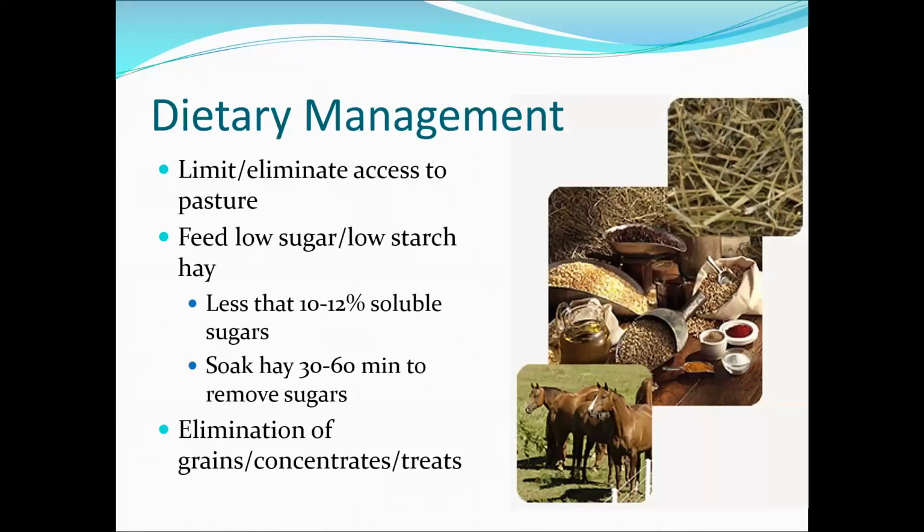All right, so dietary management of these guys, we really need to eliminate pasture. As we all know, grass has high sugar levels, and we have no way of regulating how much they're getting. So if we cannot put them on a dry lot, then we recommend a grazing muzzle with a very small hole to eliminate as much of that grass aspect as we can. All right, low starch or low sugar hay. How do we know how much sugar is in our hay?